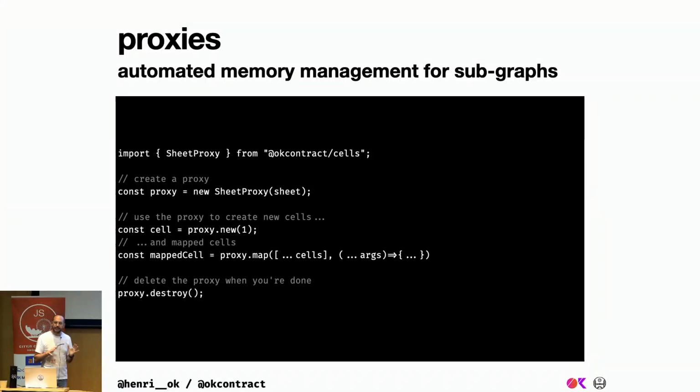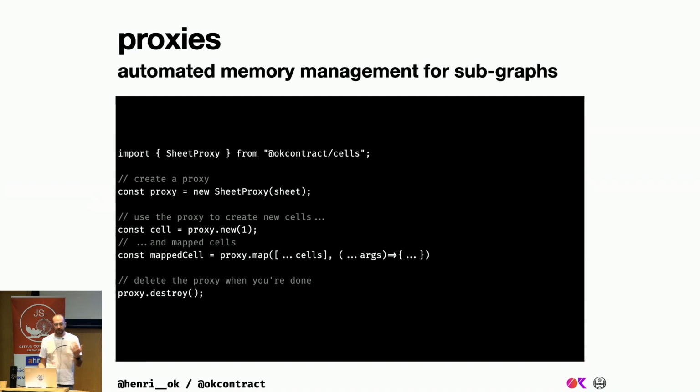So let's see how proxies work. Basically, they are automated memory management for these subgraphs. So what you do is you just create a new proxy for a sheet, and every new cell that you create will be attached to that proxy.